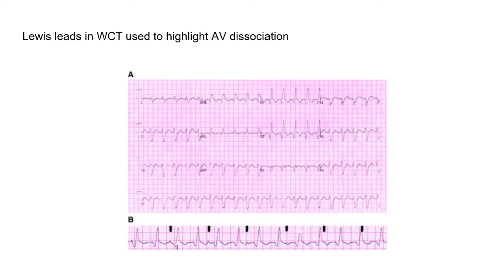This is a little bit hard to see, but this is Lewis leads, and we're using it to highlight AV dissociation, right? So we see P wave, P wave, P wave, P wave, P wave, and so they're not associated with the QRS. And so in a patient with this, a wide complex tachycardia with AV dissociation is going to be a ventricular tachycardia, right?